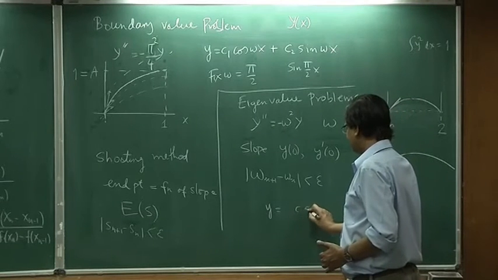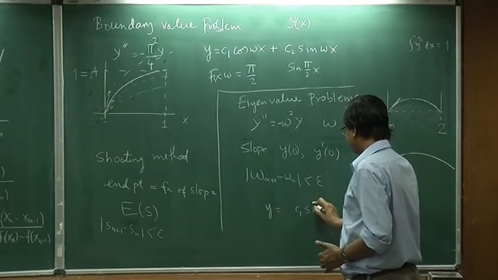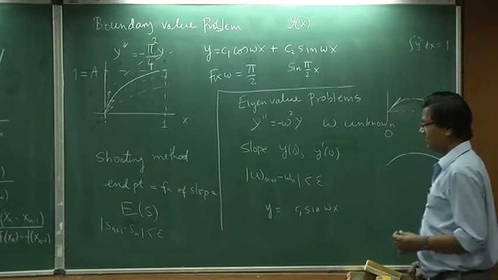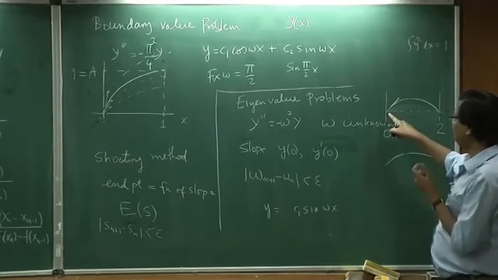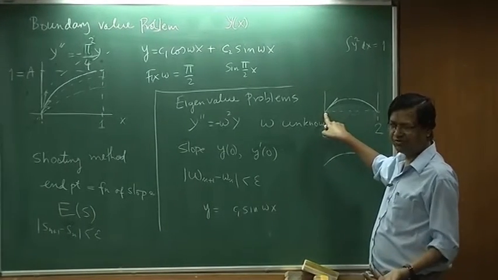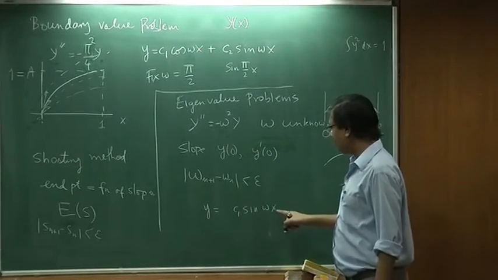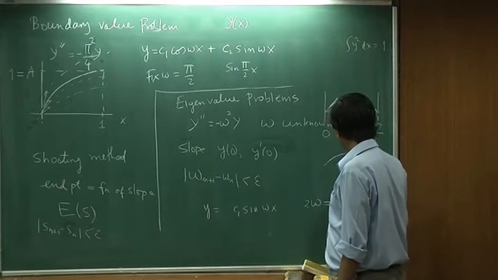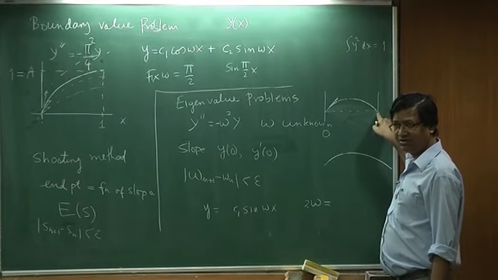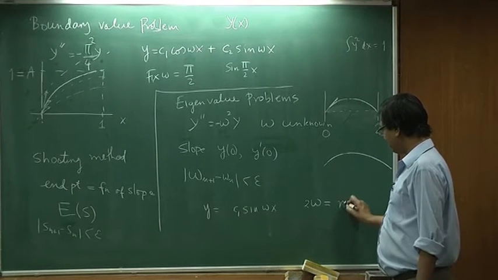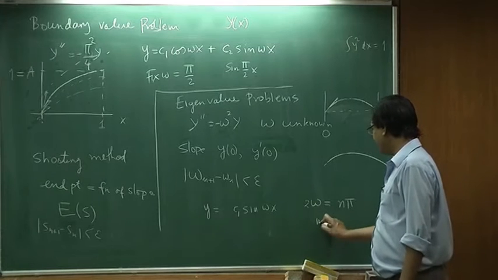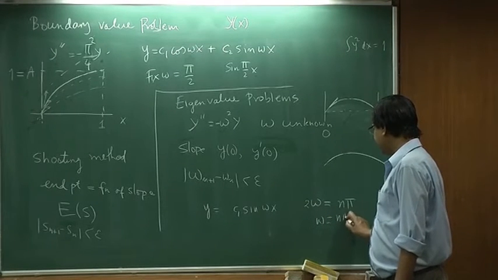So y equals C1 sin omega x. The other term is 0 because at x equal to 0 my function is 0. Now I want it to be 0 at the end point, so 2 omega should be n pi. That gives you omega equal to n pi by 2.